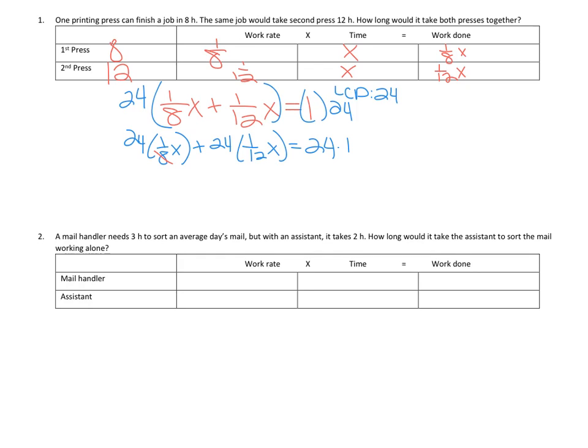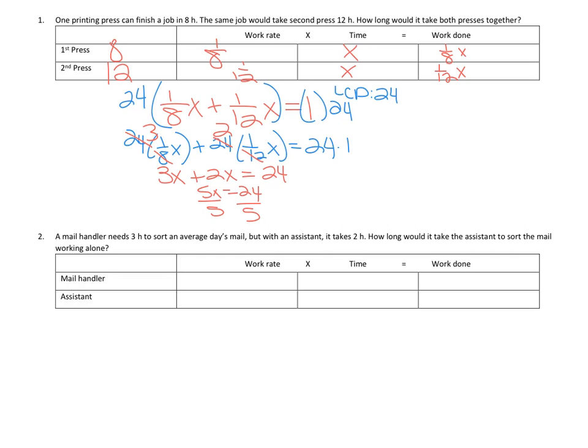So for that first one, I can divide out an 8, and I'm left with 3 times x. For my middle term, I can divide out a 12, and I'm left with 2 times x, which gives me 2x. And 24 times 1 just gives me 24. And 3x plus 2x gives me 5x. Divide both sides by 5. Should get 24 over 5.